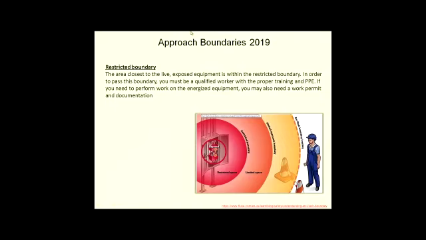Next here, restricted boundaries. So here is the last boundary right here. It's closest to the equipment, the energy source. The restricted boundary area is the closest to live exposed equipment. In order to pass this boundary, you must be a qualified worker with proper training and PPE. If you need to perform work on energized equipment, you might also need a work permit and documentation.